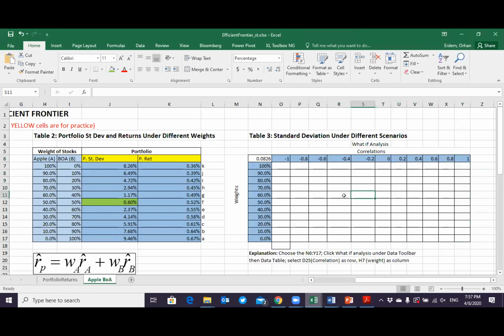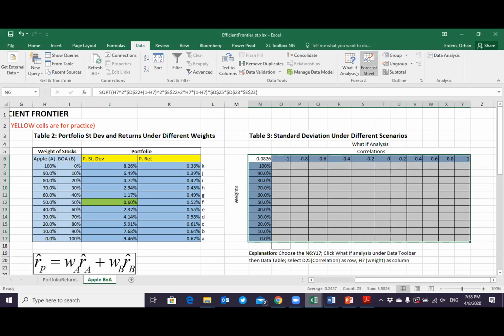Before I do it, let me explain what this is. At the upper left of the graph, there's a formula which calculates the standard deviation, which is the risk of the portfolio. So the question is, what happens if I change the weight? What happens if I change the correlations? And there's a tool in Excel. If you highlight the whole table here, go to data, and there's the what-if analysis here, and then click data table.